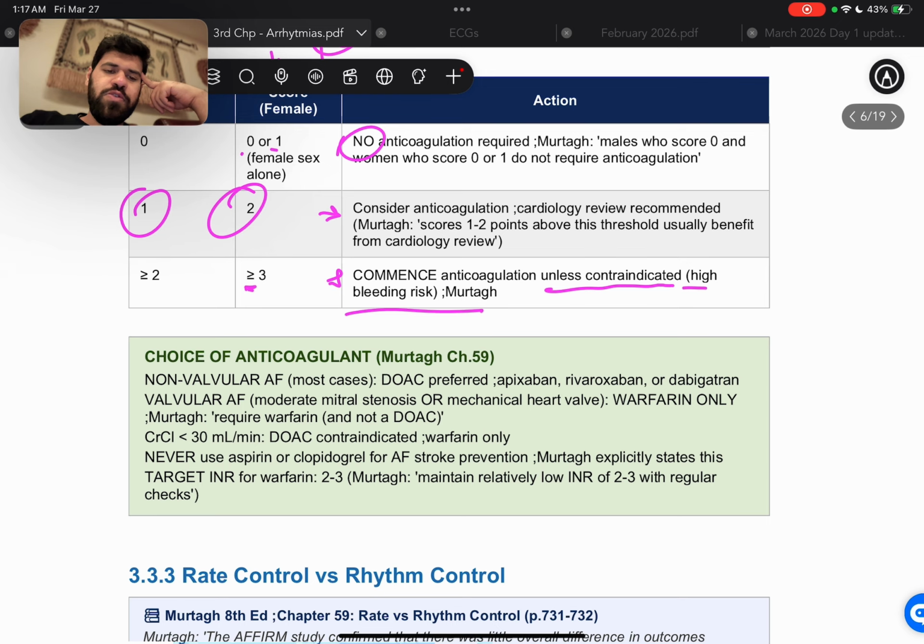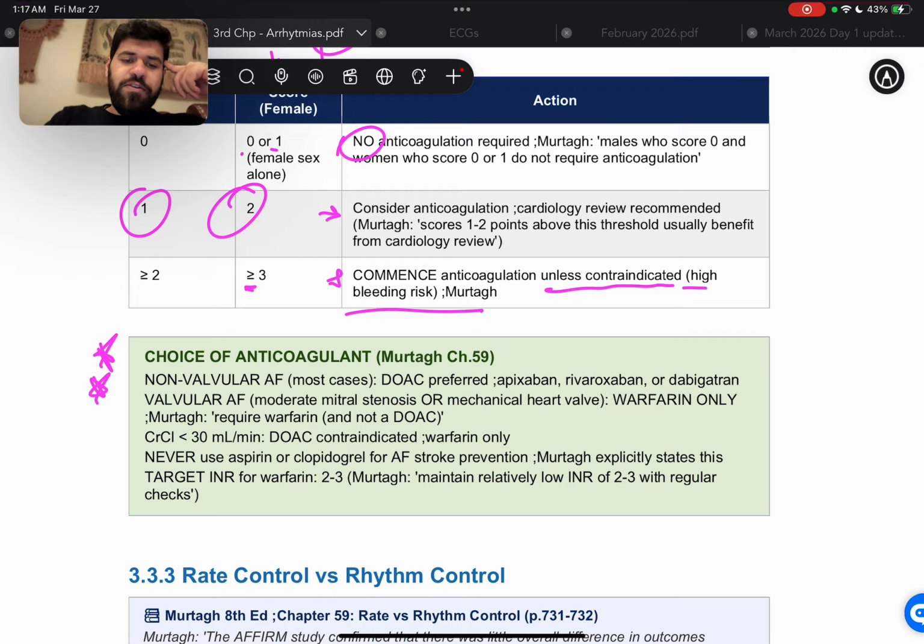Now, choice of anticoagulation, this is a very important table, because once we can find if the AF is valvular or non-valvular, all right? So in non-valvular AF, which is the most number of cases we'll see, DOAC is preferred. So apixaban, edoxaban, or dabigatran is the preferred drug. If it's valvular AF with moderate mitral stenosis or mechanical heart valve, so warfarin only is the treatment of choice, and not DOACs.